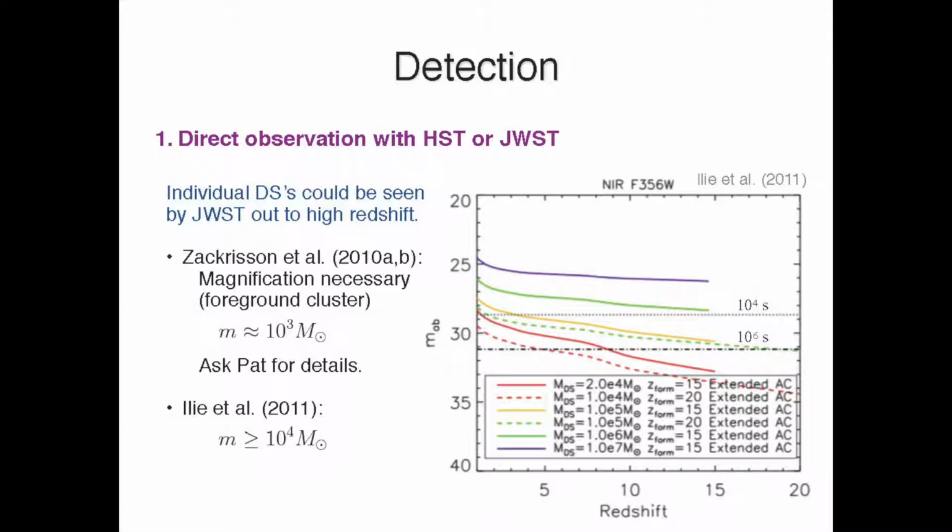The other thing that you can do is you can look at magnification by a foreground cluster. So Zackerson et al. looked at lighter dark stars, up to masses of about 1,000 solar masses, and they found that you couldn't see them unless they were magnified by a foreground cluster.